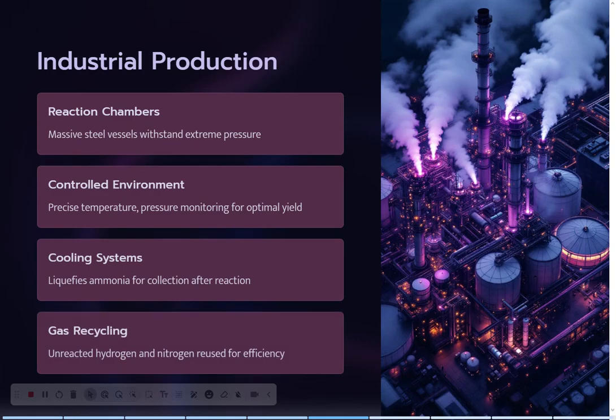Now, where it happens: it happens in giant industrial reactors. These are tightly controlled environments designed to get the most ammonia possible. They use a loop system. Cooling is used to remove ammonia, and any leftover gases are sent back into the reactor to go again, which makes the process a lot faster.